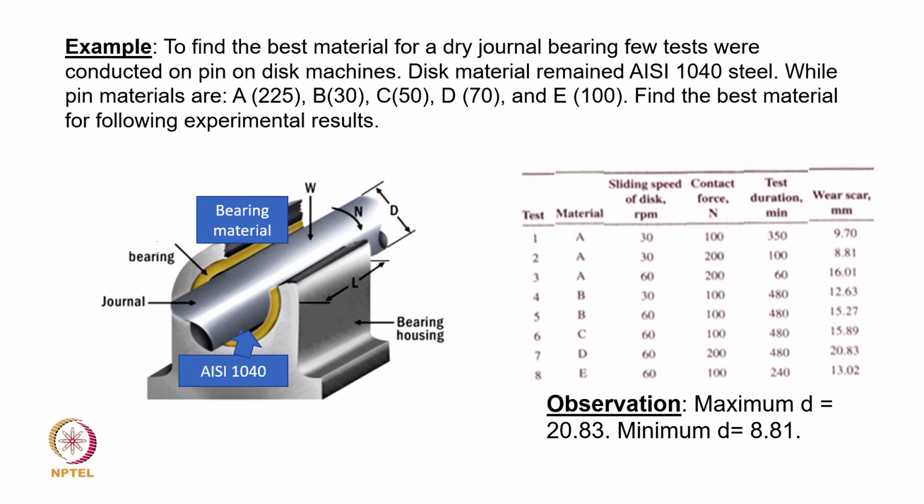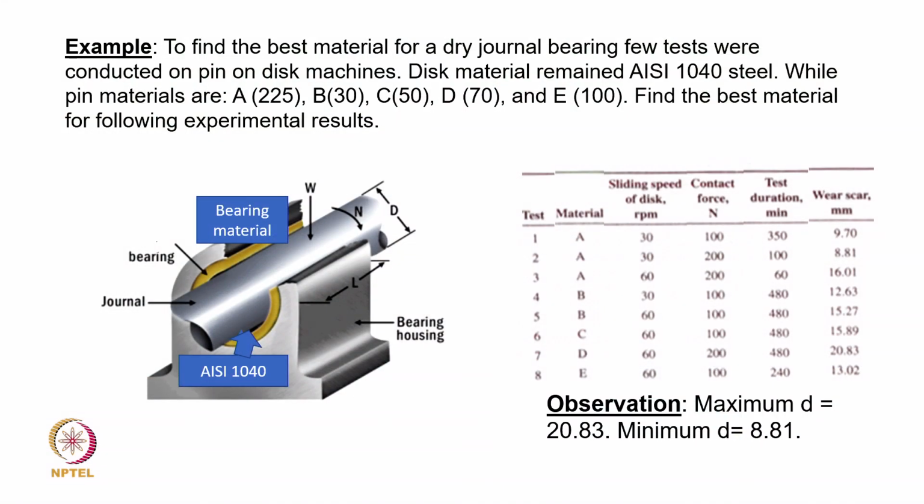Now, just to elaborate on all that we have studied, as I mentioned, the Archard equation is qualitative in nature, in that it can rank the materials and compare them. For that purpose I am considering one example. Let us find the best material for a dry journal bearing. Even though we know very well that journal bearings are liquid lubricated or gas lubricated, in this situation we are choosing a dry journal bearing and we want some material, by performing experiments on the pin on disc machine.